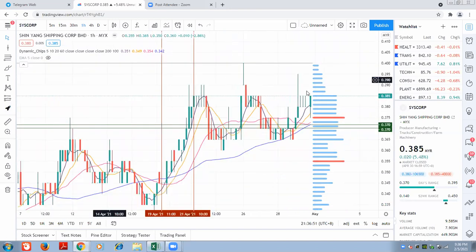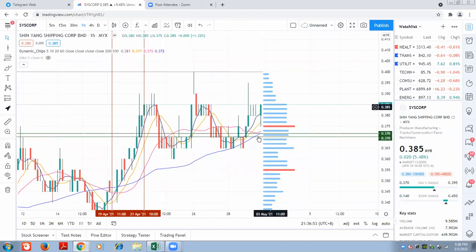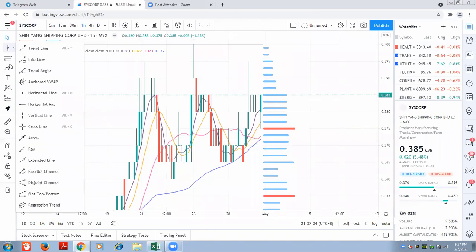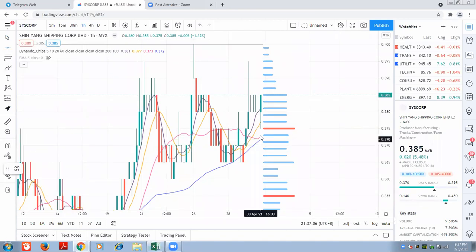So this one, for example, Syscorp. Can you see the position of the MA line? This SMA line becomes the support line. When you see the SMA line, this is the MA20. So when the price drops, it will bounce back. It will surely bounce back again and retest again, and become the support.